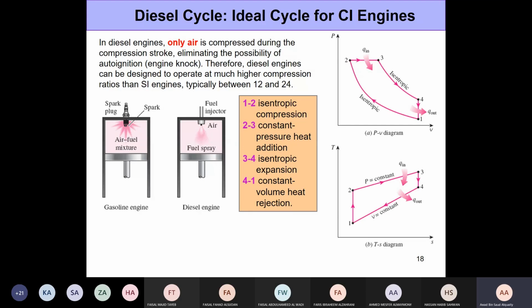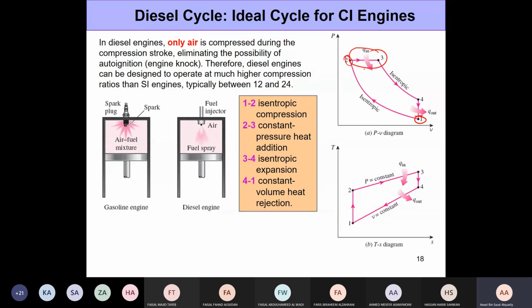So for a diesel cycle, the four processes that happen are kind of similar. The main difference is in the way heat is being added. Okay, so you have an isentropic compression just like we had for an Otto cycle. And then you have a heat addition process.